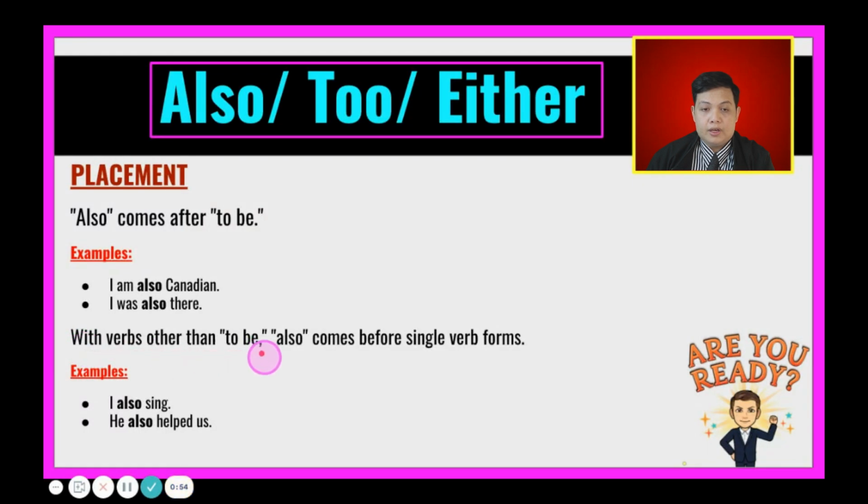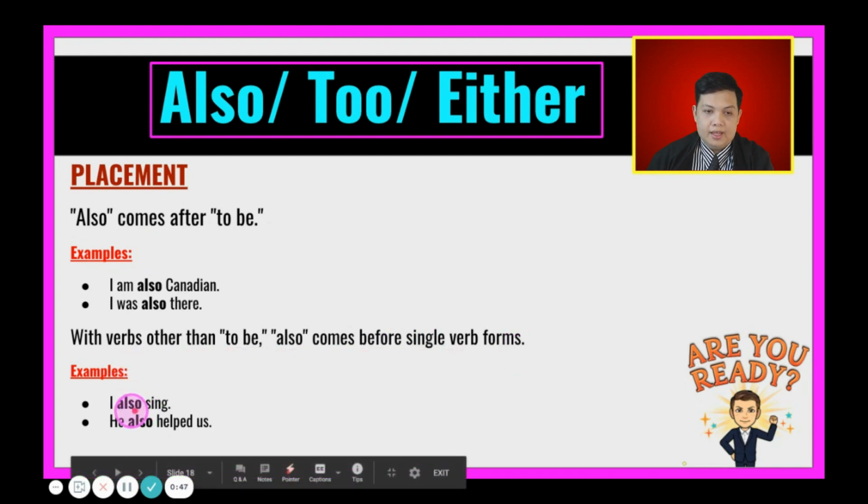With verbs other than to be, also comes before single verb forms, like the following examples. I also sing. He also helped us.